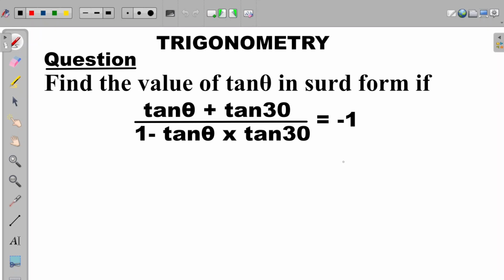Hi, in this video, we will solve the question given to us. We are asked to find the value of tan theta in short form if (tan theta + tan 30) divided by (1 − tan theta times tan 30) is equal to −1.